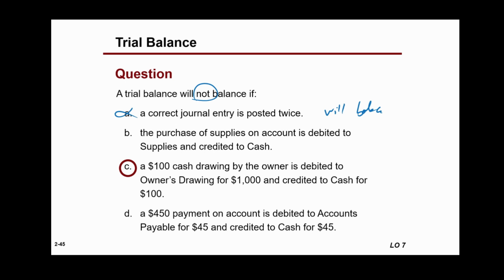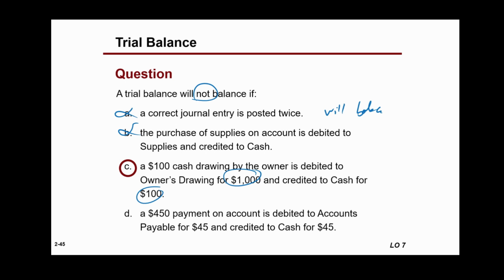You did debit and credit the same amounts, however, they went on to a different account, right? So this one is also not correct. $100 cash drawing by the owner is debited to owner's drawing for $1,000 and credited to cash for $100. There's a difference between the numbers that were debited and credited. This is why this one will not balance.